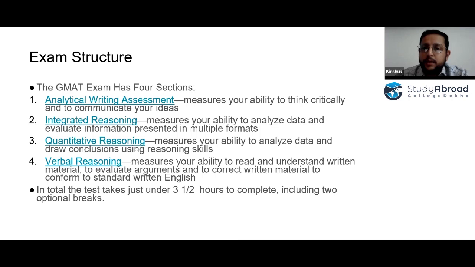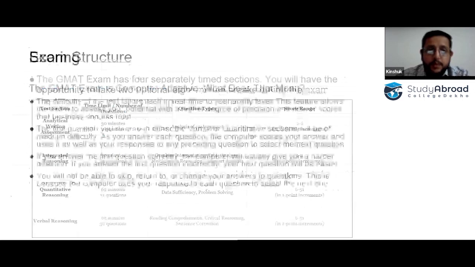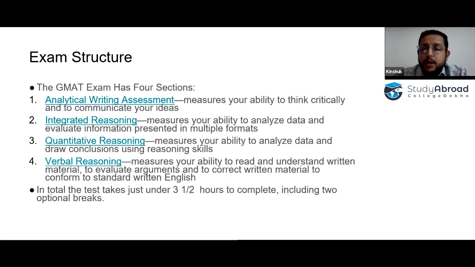And then we come to the verbal reasoning part. Verbal reasoning basically tests your understanding of the English language, to read and understand quickly, to critically analyze it and come to a conclusion. In the verbal reasoning section, there are three types of questions: reading comprehension, critical reasoning, and sentence correction.